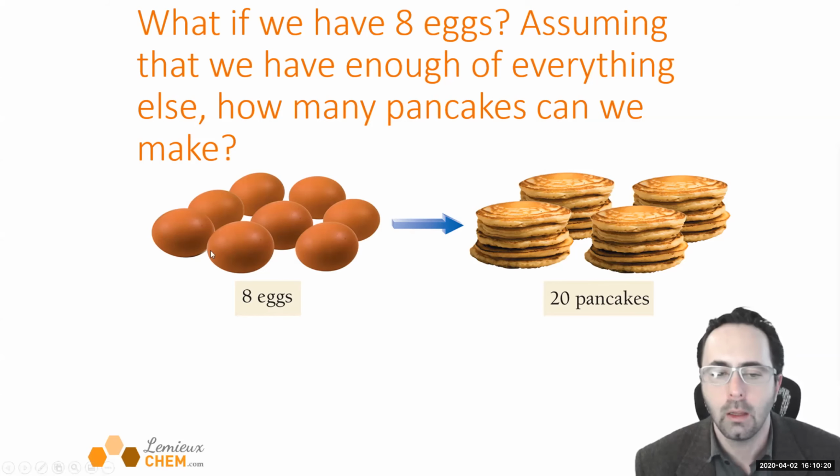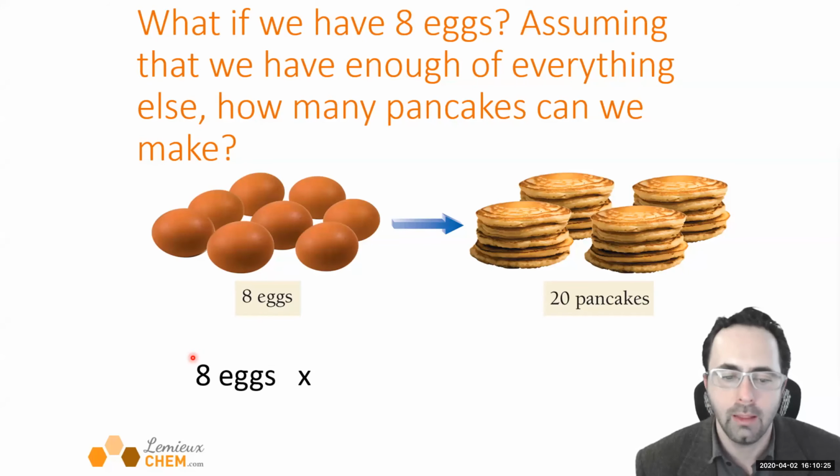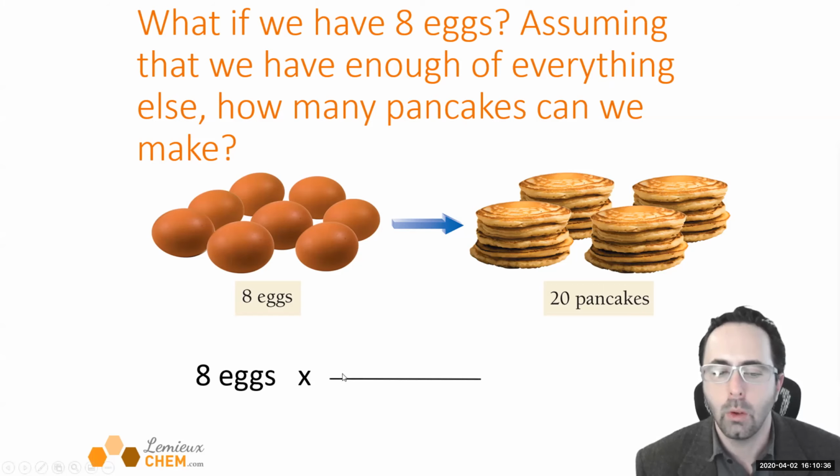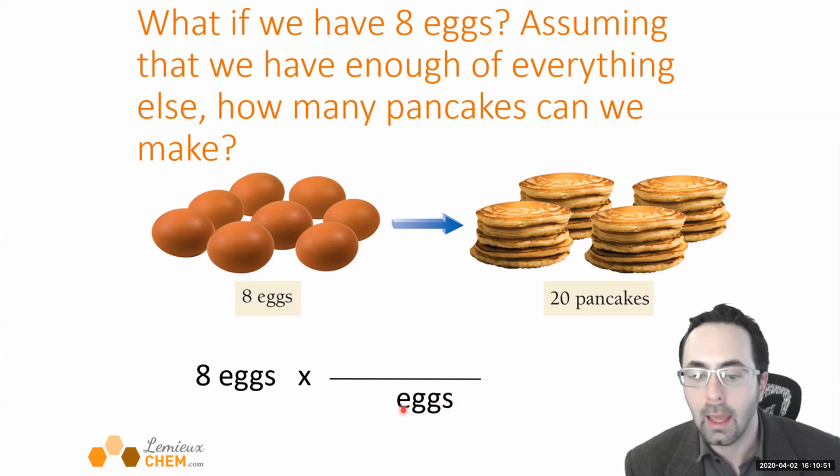Our data here will be 8 eggs. 8 eggs is our data. So we write the 8 eggs here first. We always write the data first, number, unit. But then we're going to apply our conversion factor. And when we do, we want to make sure, like always, that the units cancel. So what is the unit that's going to go down here? Eggs. Eggs, yeah, because we got to cancel, right? Every day we're canceling. We got to cancel eggs.